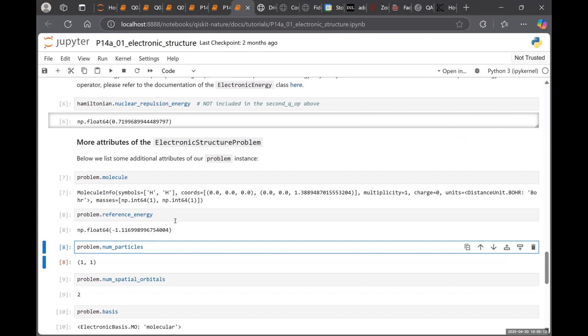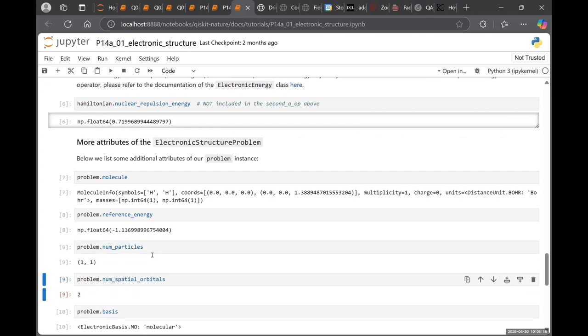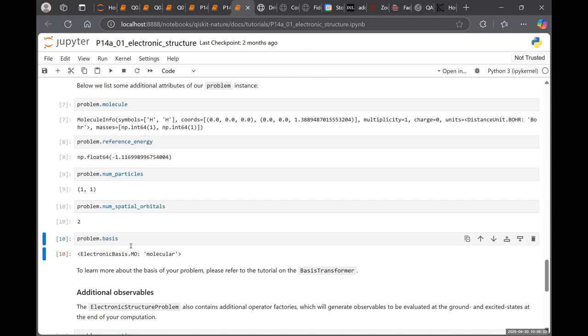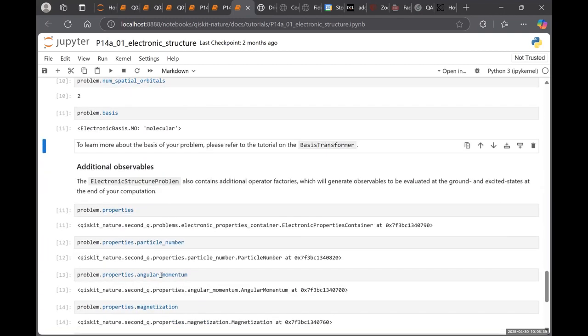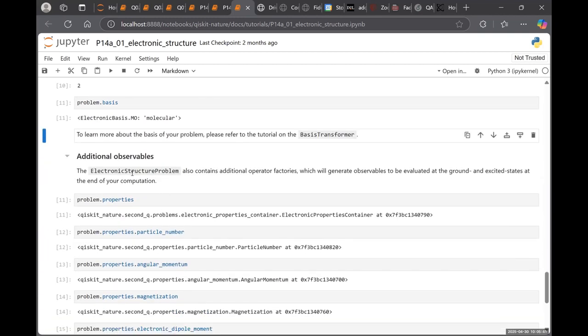Okay, so there's this reference energy, and the number of particles, one. I think one is in one orbit. One is one spin species. You have one up and the other down. Number of spatial orbitals. Phases. Okay, additional observable.